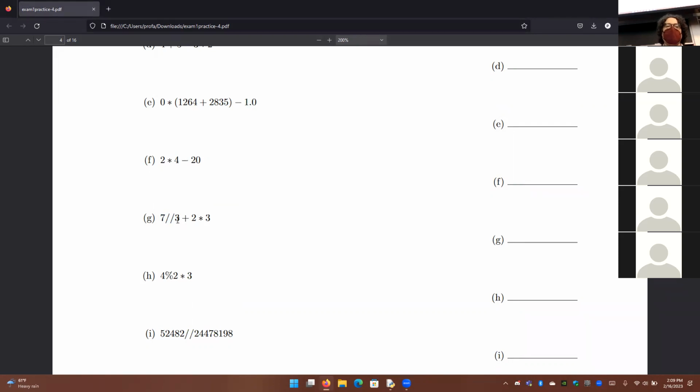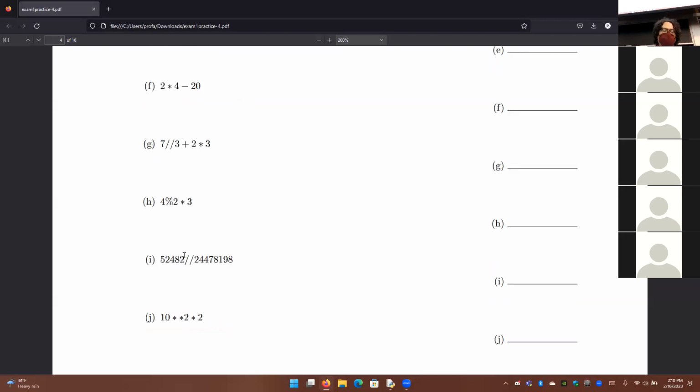So 7 divided by 3 gives you 2 here, because we're doing integer division. So 2 plus, and then we've got 2 times 3 over here, so 2 plus 6 is equal to 8. 4 mod 2: when you divide an even number by 2, you get no remainder. So this is 0. 0 times 3 is 0.